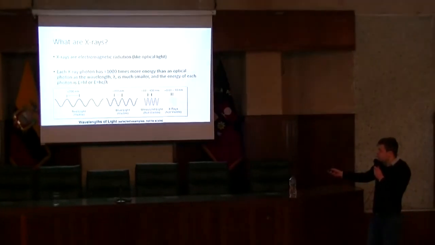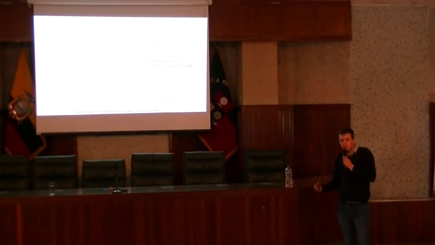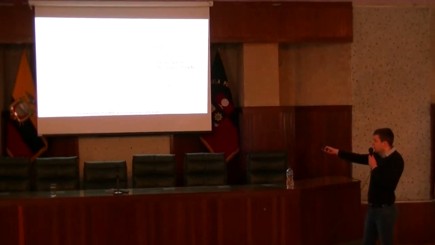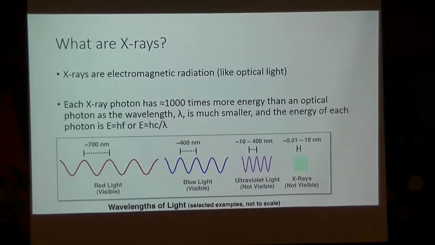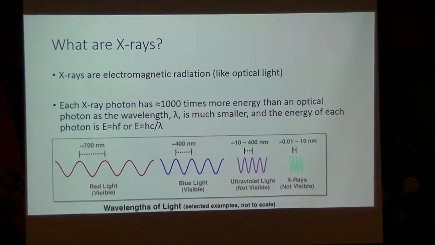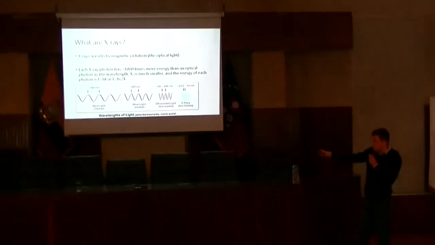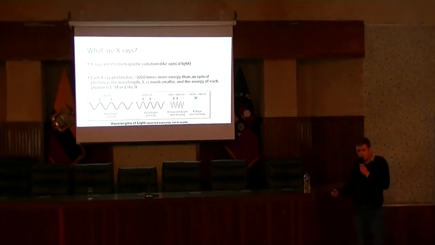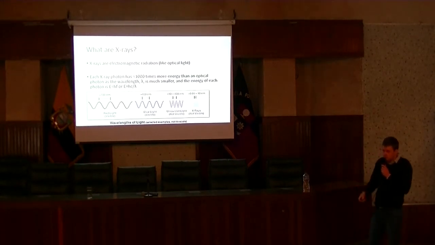Each X-ray photon has 1,000 times more energy than an optical photon. Why is this? This is because the wavelength, lambda, is much smaller in an X-ray than in optical light. We can see here, this is the wavelength of an X-ray, 0.1 to 10 nanometers, whereas with optical light, it is in the range of 400 to 700 nanometers. So the wavelength is about 1,000 times smaller.